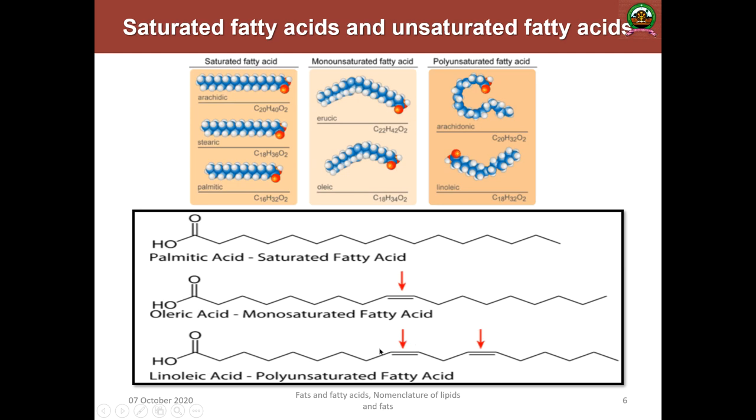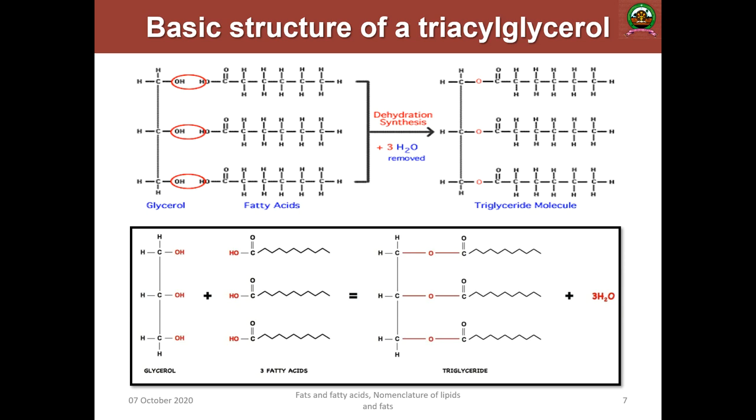So here you can see, here is a double bond and here is also a double bond. Multiple double bonds are present. That is known as polyunsaturated fatty acid. So this is the structural aspects of saturated and unsaturated fatty acid. Then the simplest form of fat is known as triglycerides.